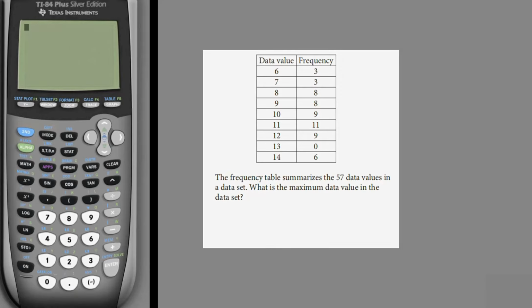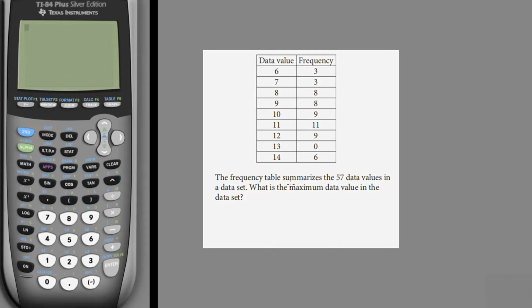In this video, we are going to learn how to solve this SAT math question easily and fast. The question is under statistics. Let's look at it and see whether it's something we need a calculator to solve faster. The question says the frequency table summarizes the 57 data values in a data set. What is the maximum data value in the data set? So guys, looking at this question, this is very easy. You don't even need the calculator at all to solve this question.